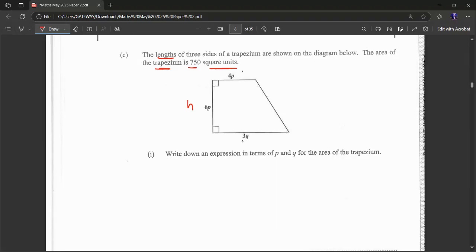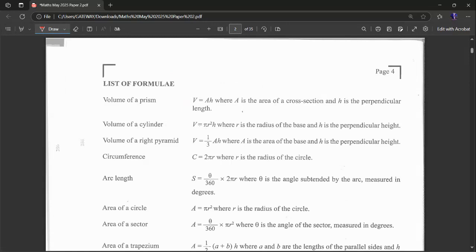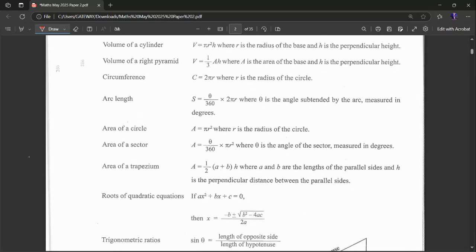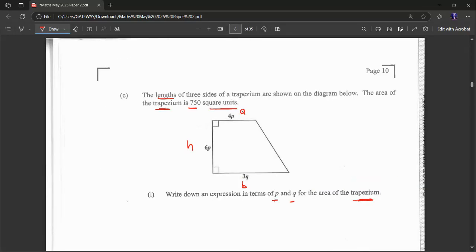This is the base B, and this is the top length, which we just call A. Let's say write down an expression in terms of P and Q for the area of a trapezium. Now, they just give you this formula in the exam. It's somewhere here. Look, area of a trapezium is A is equal to half times (A plus B) times H, where A and B are the lengths of the parallel sides and H is the perpendicular distance between the parallel sides. So you have the formula there, so you could have just used that formula, right?